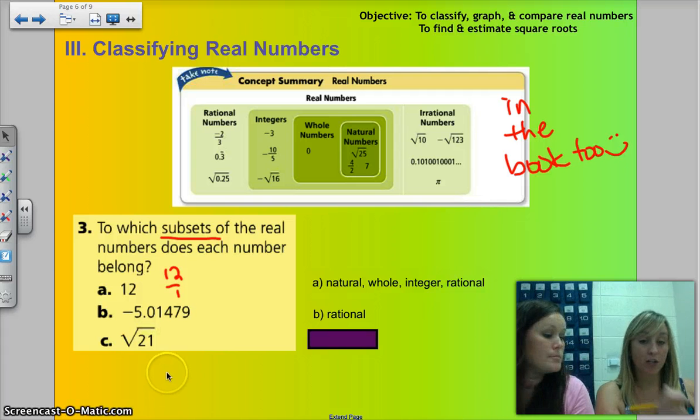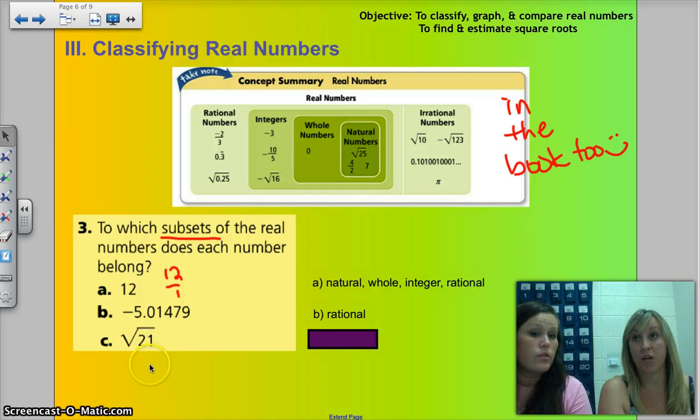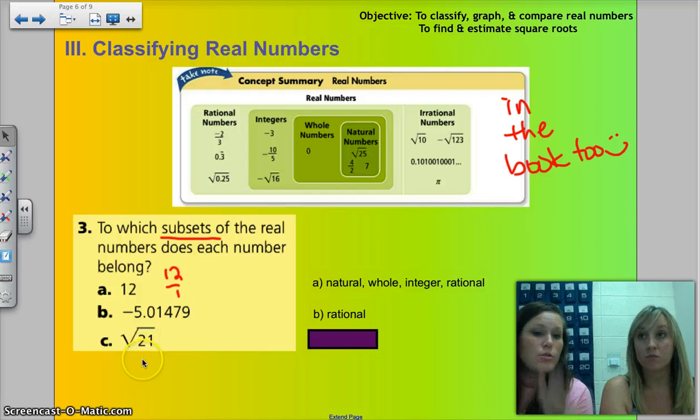So you can refer back to your chart on the previous page and look, is 21 a perfect square? 25 is, and 16 is. So it's between those two numbers. So this is going to have to be a decimal, right? I don't know what the decimal is, but I do know that it is going to be a decimal because it's going to be somewhere between 4 and 5.